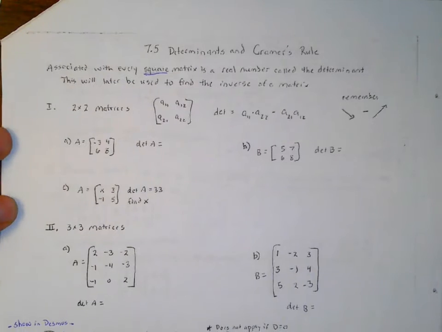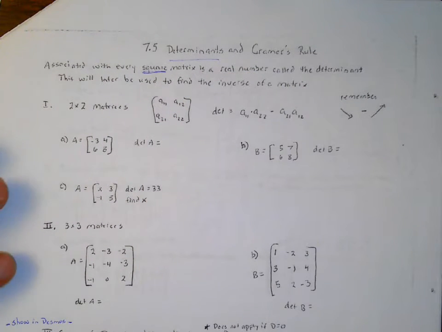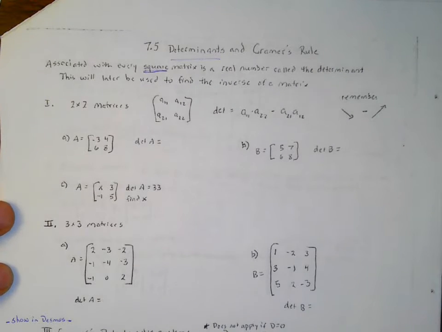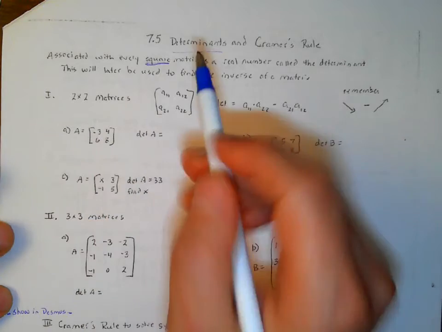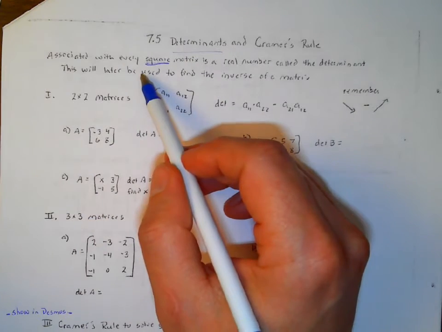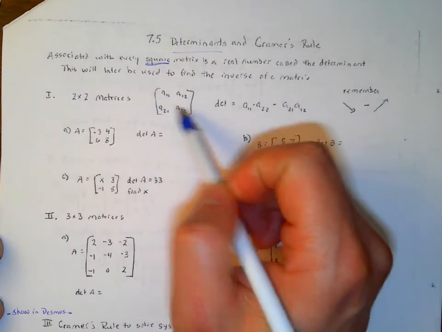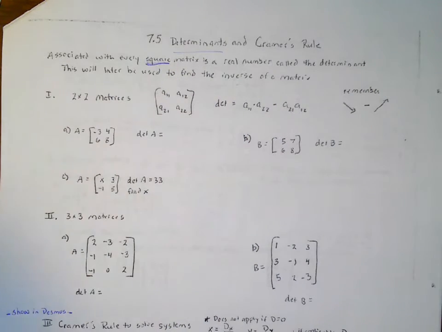These are notes 7.5. We're going to talk about determinants first, then how to use those determinants in Cramer's rule to solve a system of equations. So the determinant is a number that's associated with every square matrix, and we're going to use that later to find the inverse and also to solve using Cramer's rule.